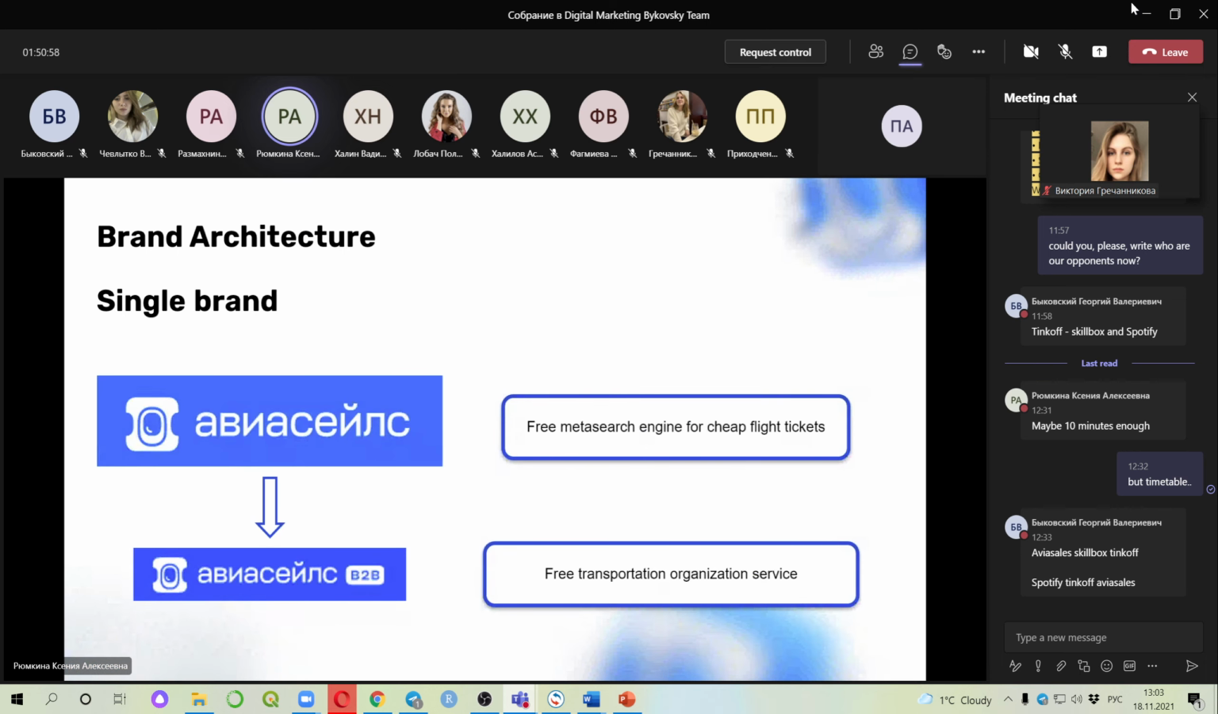Brand architecture is a structure that reflects the connections and differences between brands in a company's portfolio. In other words, brand architecture is a system that organizes brands, products, and services in such a way as to ensure their full interaction with each other and with the target audience. AviaSales has a single brand across the organization. Despite the fact that the activity of the platform is divided into B2C and B2B segments, we can't consider AviaSales B2B as an individual brand and AviaSales B2C as an endorsed brand. AviaSales B2B is not independent enough and is considered a descriptor.